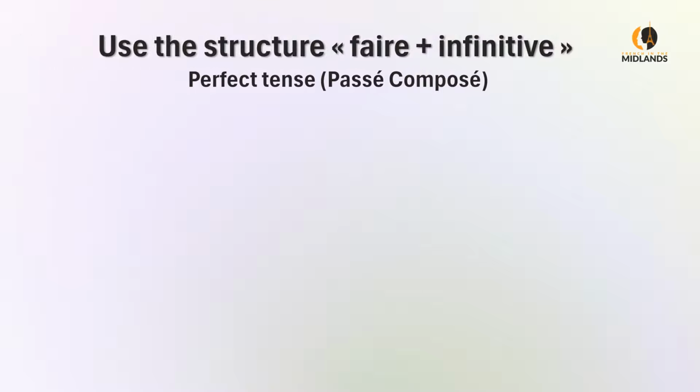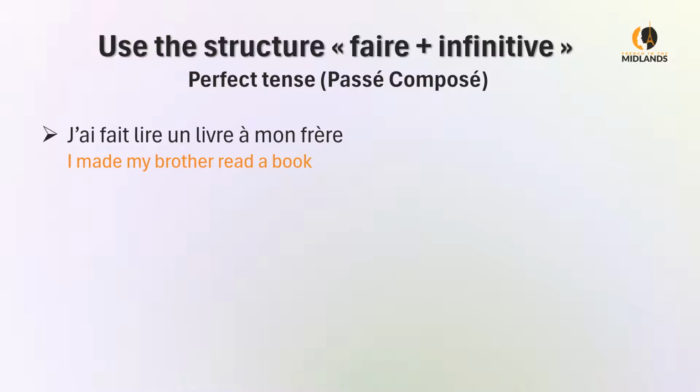What happens if you want to put this structure in the past? Well, not much different, to be honest. You end up with j'ai fait lire un livre à mon frère. I made my brother read a book. J'ai fait instead of je fais. No big deal.